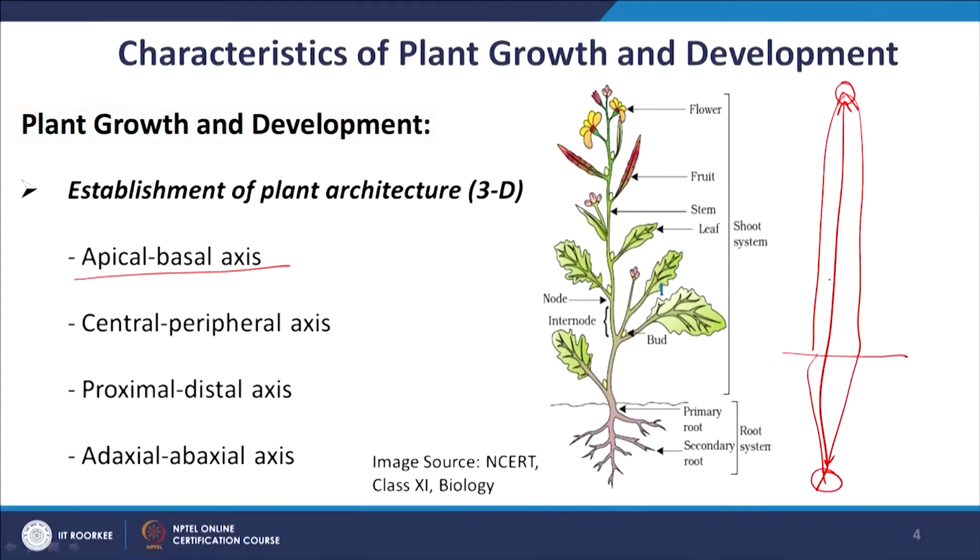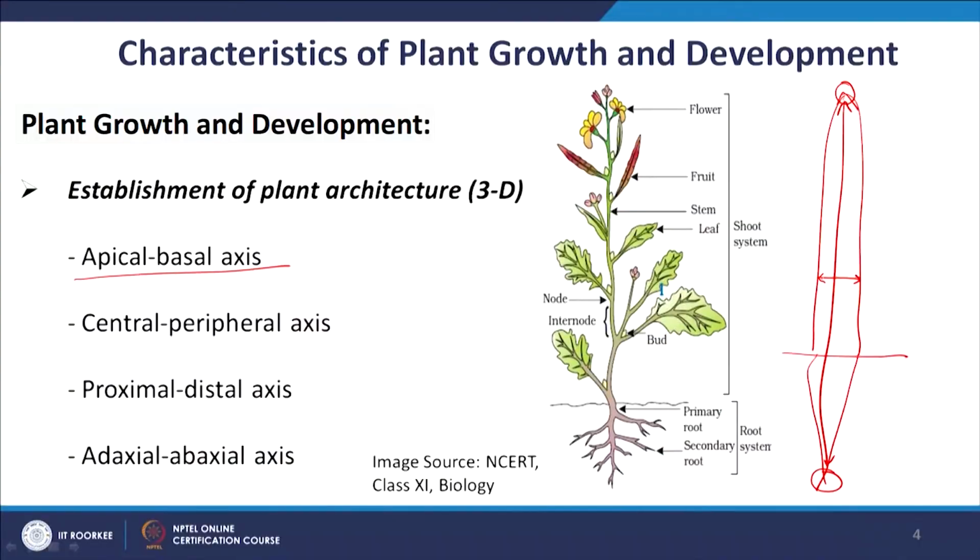The second axis through which growth and development occurs is the central peripheral axis, or radial axis. As we know, during primary growth the major growth occurs across the apical basal axis, but at a certain time point there is another growth, which is called secondary growth, which starts in this direction. So, the second axis is established as a central peripheral axis.